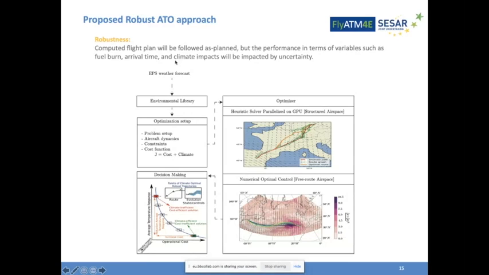And this is the structure of our optimization. First, we use EPS data and then use the environmental library to model the climate impacts. Then use it to define the cost function and feed it to one of these solvers. One of them is a heuristic solver, parallel on the GPU, for the structural space, and the other one is for the fuel route space, which uses numerical optimal control based on the direct collocation method. And in the end, by analyzing the result through the Pareto frontier, we can make a decision.